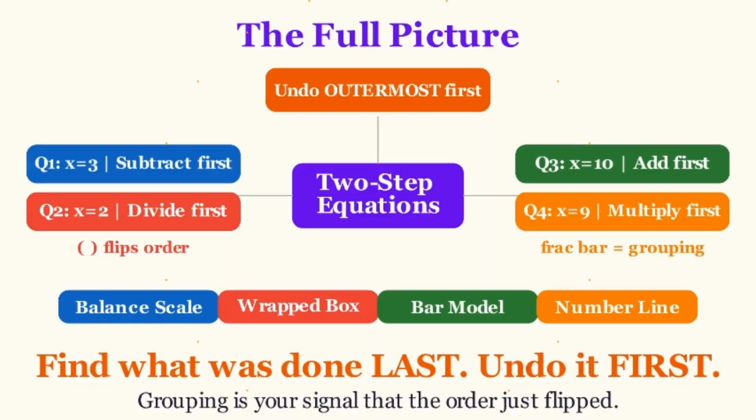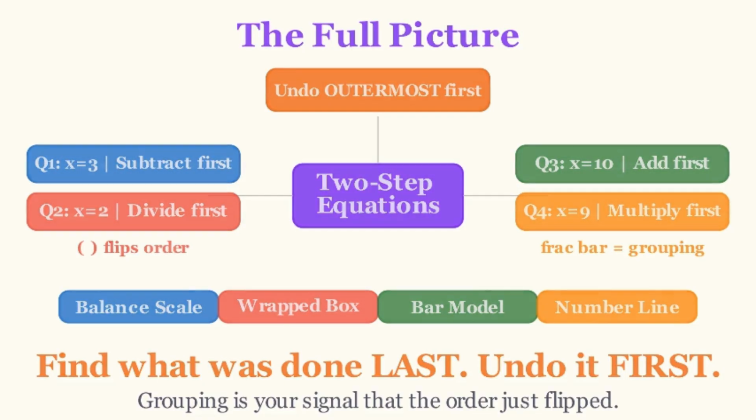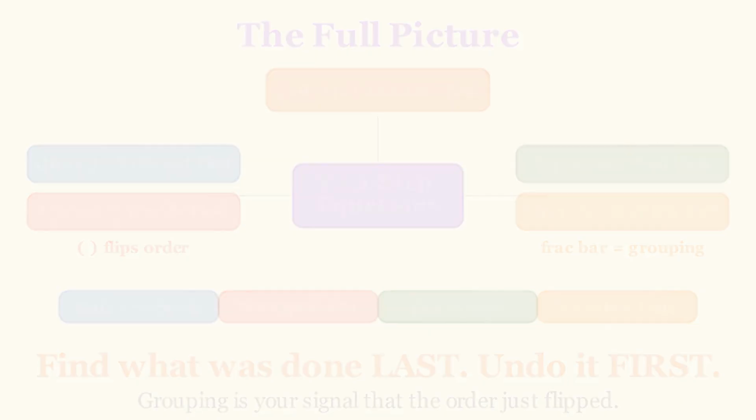4 equations, 4 pictures: a balance scale, a wrapped box, a bar model, and a number line. But always the same idea. Find what was done last and undo it first. Grouping is your signal that the order just flipped. That's 2-step equations.